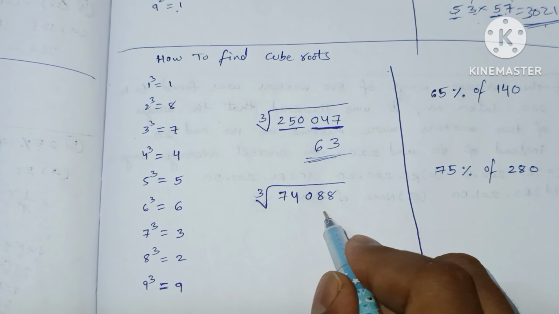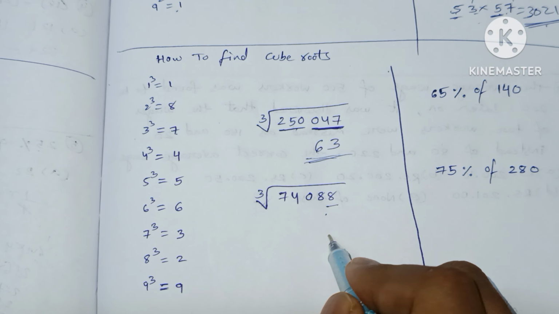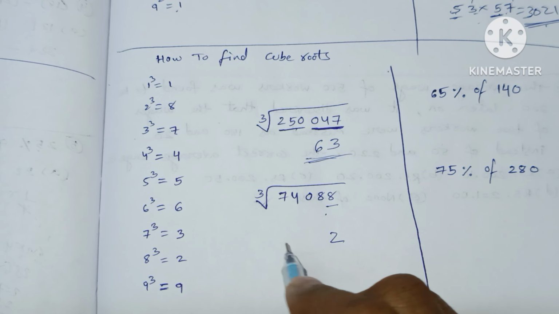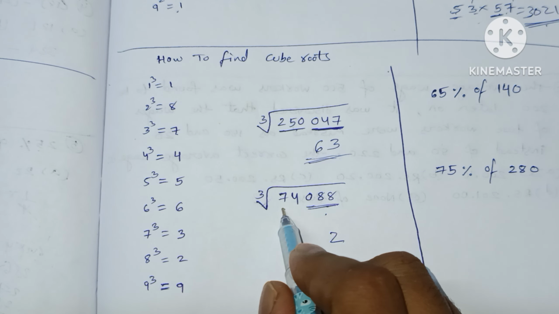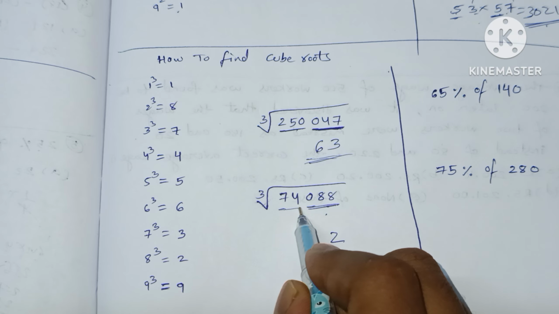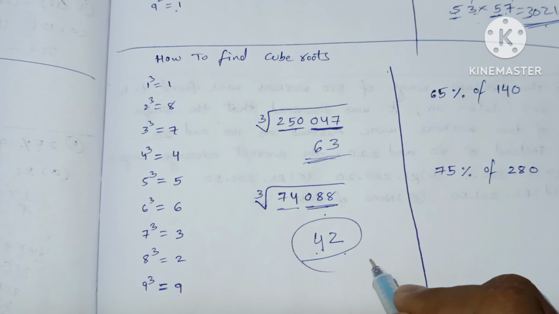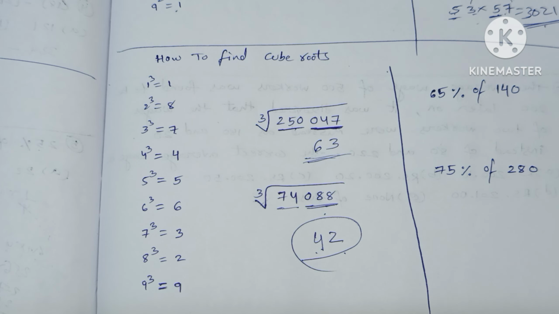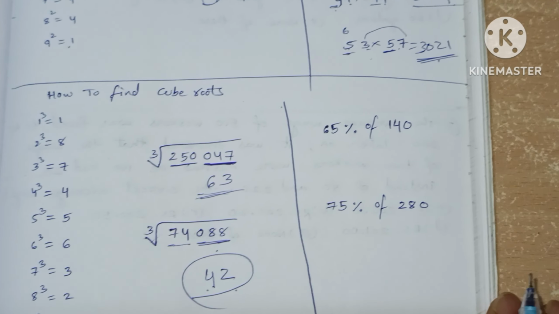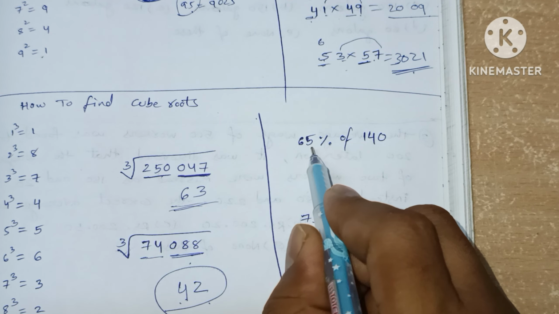Let's see this. It is 8, which means the unit digit will be 2, leaving 3 digits. It is 74. 74 means 4 cube, which is 64, so it will be 42. The answer will be 42.